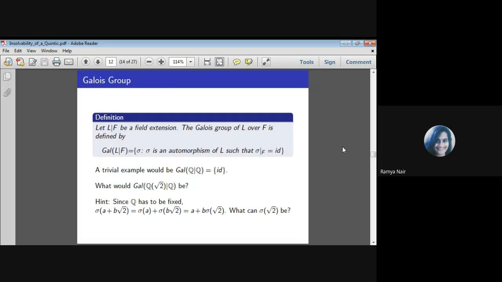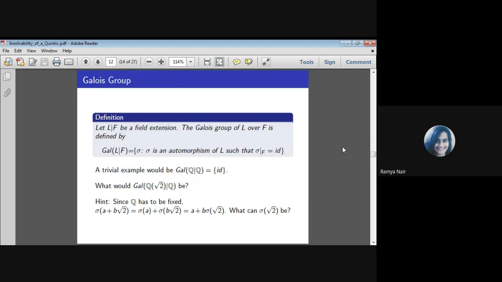A trivial example would be the Galois group of Q over Q. Can anyone tell me why it is the identity? Q to Q is an automorphism. Yeah, so the condition is that it should fix Q, so there is no other choice, right? It should be an automorphism of the bigger field such that it fixes the smaller field. That is, restricted to the smaller field, it should be the identity. But here both the fields are the same, so it cannot have any other choice. So that is just the identity.